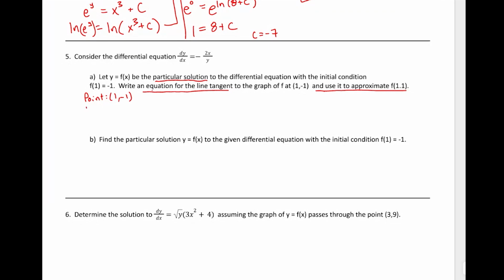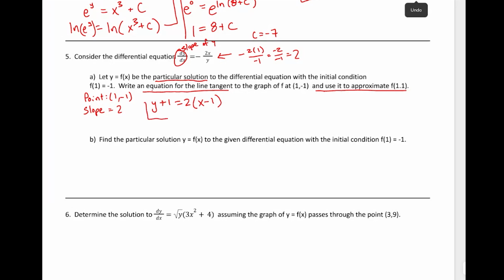We do need to find the slope at that point, but we can use this differential equation to find that slope. Remember, dy/dx is just the slope of y, or in this case, f of x, since y is f of x. So either way, x is 1, y is -1, so the slope there would be -2 times 1 over -1, so that'd be -2 over -1, which is just +2. So the slope at that point is 2. Now I'm ready to write that equation: y minus -1, so y plus 1, equals the slope 2 times x minus 1.